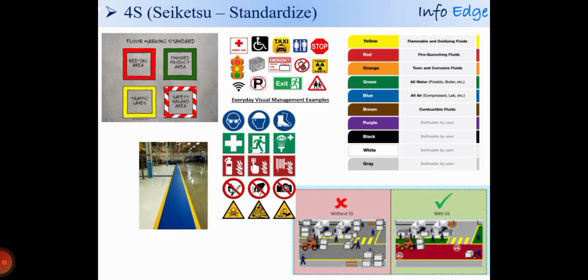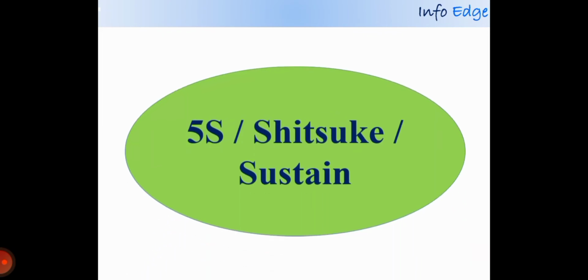the gangways. And we can see that there is a before and after. Before, you cannot find out where is the gangway, where is the material storage and where is the automated movement area. Those things are not there. In the after photo, you can identify the red color and green color. And we'll go to the fifth S.